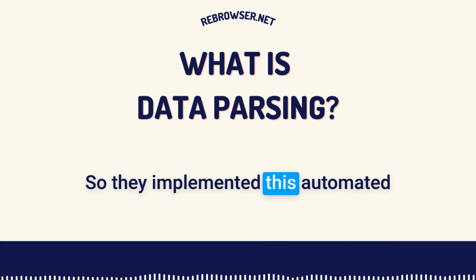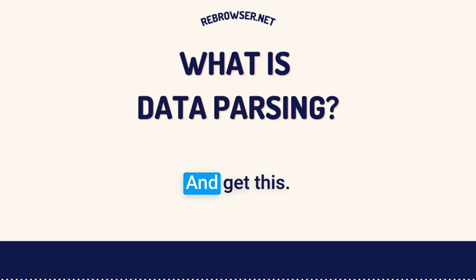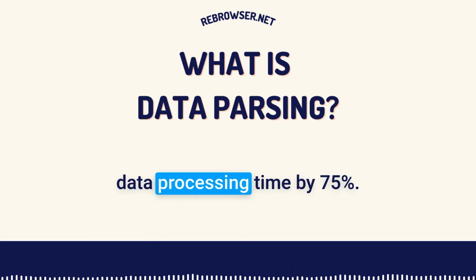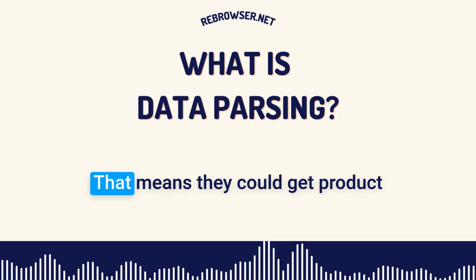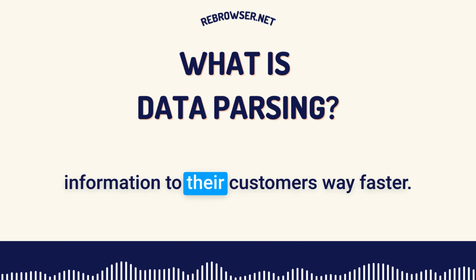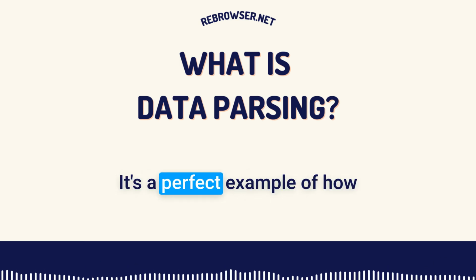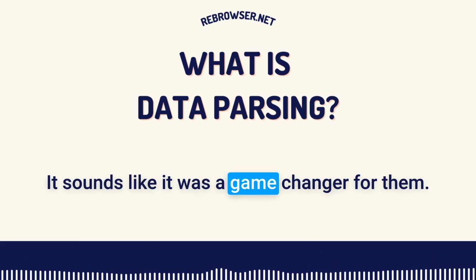So they implemented this automated data parsing system that could handle all those different formats. And get this, they were able to reduce their data processing time by 75%. Wow, that's huge. It is. That means they could get product information to their customers way faster and more reliably. It's a perfect example of how powerful data parsing can be. It sounds like it was a game changer for them.